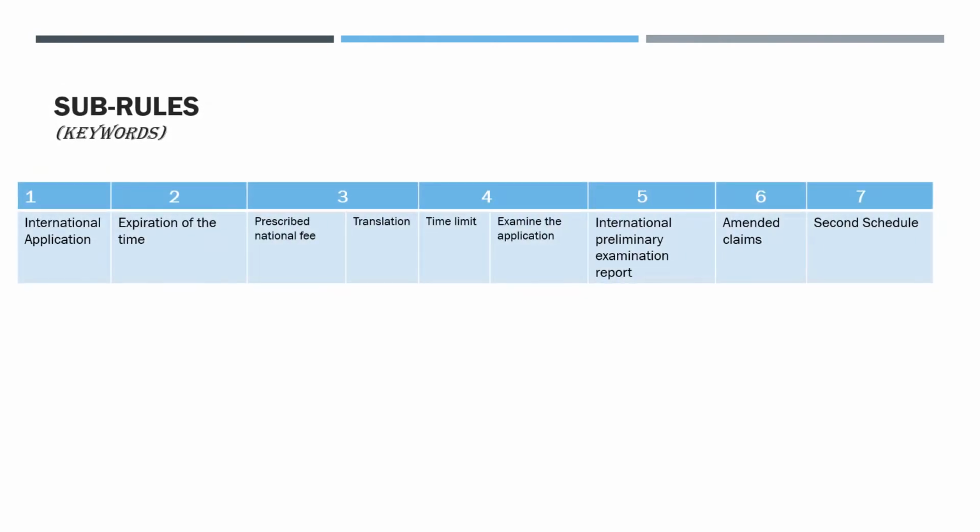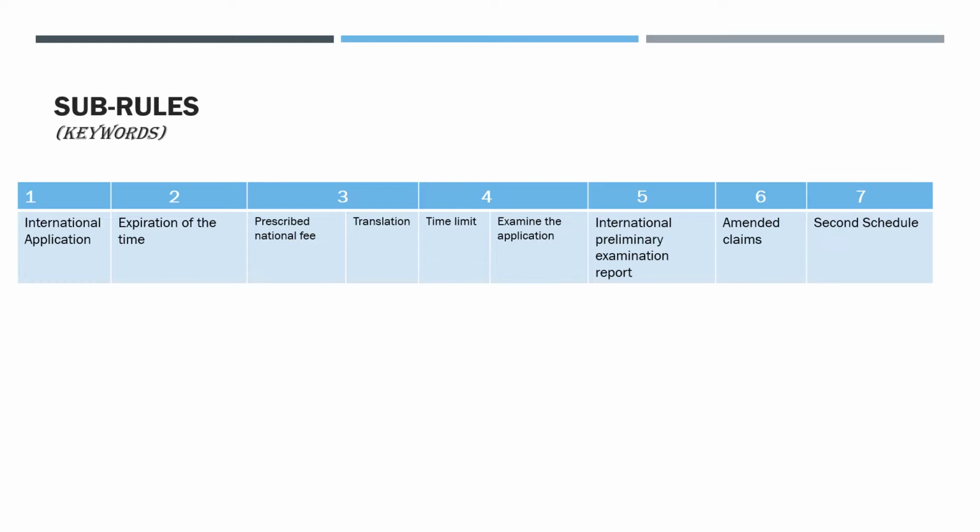The sub-rules we can discuss here, or we can say the keywords of the sub-rules of Rule 20, are mentioned in the table. Keyword for sub-rule 1 is international application. Keyword for sub-rule 2 is expiration of the time. Keywords for sub-rule 3 are prescribed national fee, that is for 3A, and translation, that is for 3B.